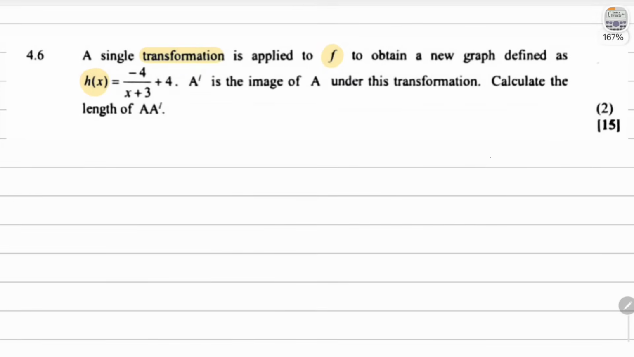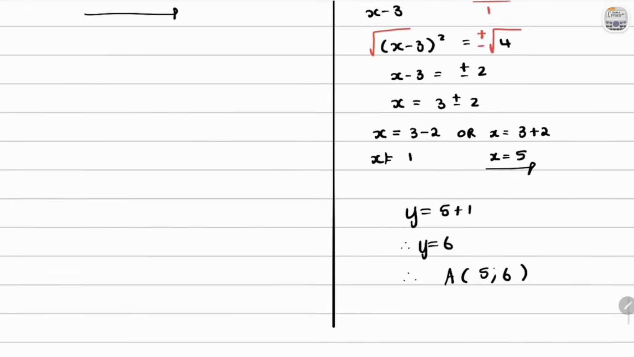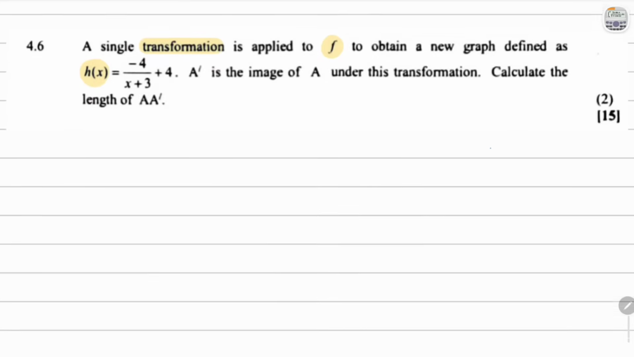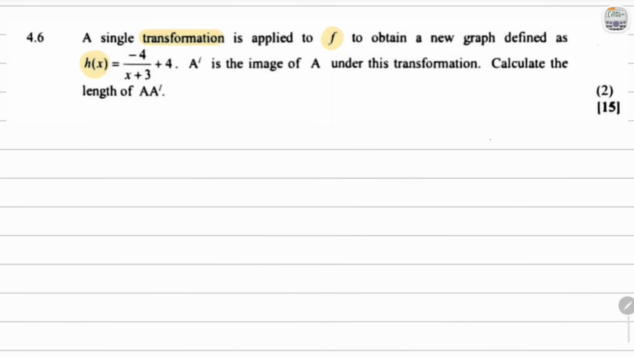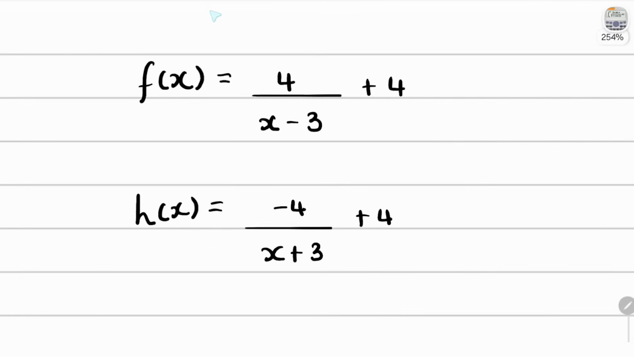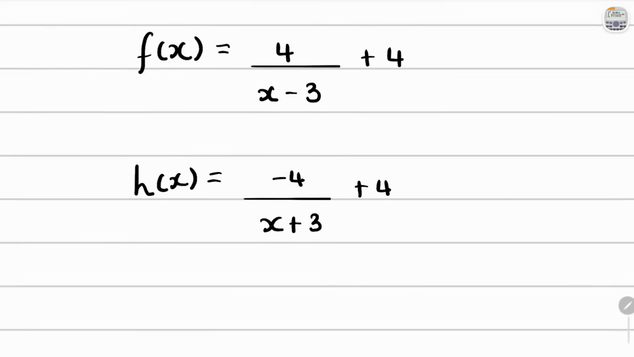Okay, so we know what the f graph looks like. It looks like that, right? 4 over x minus 3 plus 4. And it changed to this. So let's look at that and see what changed. Okay, so looking at these two, straight away, you see that nothing happened to the 4. Okay, nothing happened there. The only thing that changed is here. So this became negative, that became positive.